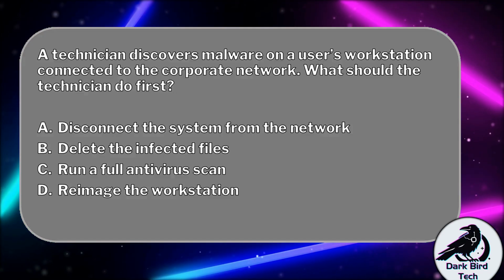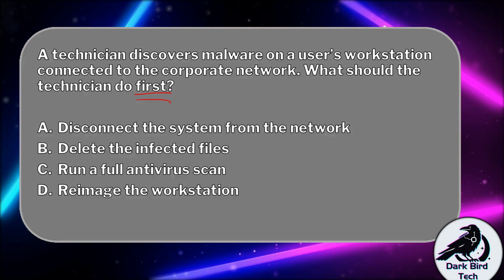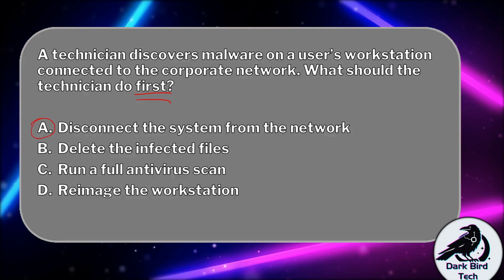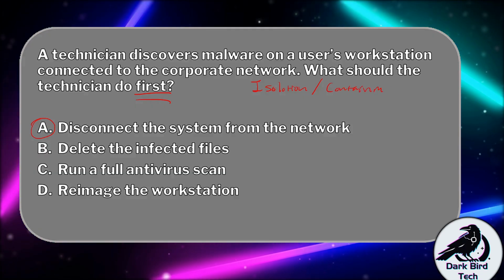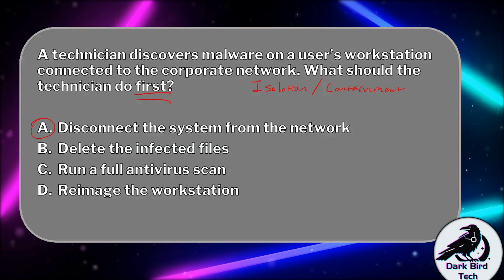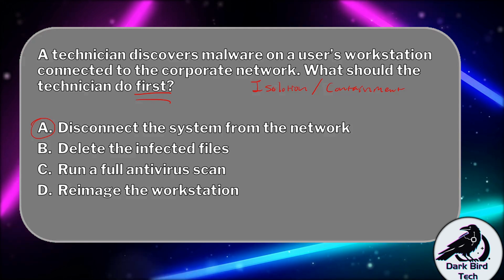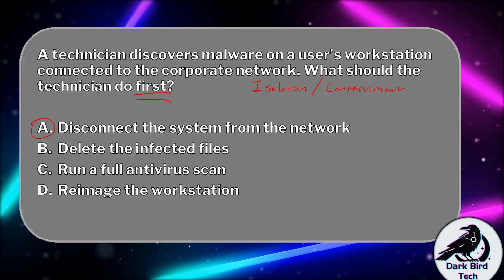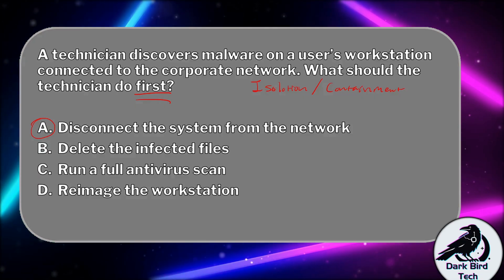Well, if we go back to our question, it's asking us again, what's the first step? What's the first thing I want to do? And the first step you want to go with is disconnecting the system from the network. Isolation or containment, whichever term you prefer, is a very common first step for most security issues. The reason why that is usually the first step is whether it's a hacker that's gained access to your environment or malware that's come in somehow, what you want to do is prevent the security issue from getting worse. So disconnecting the system from the network would help with that.